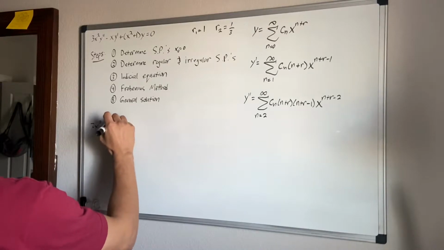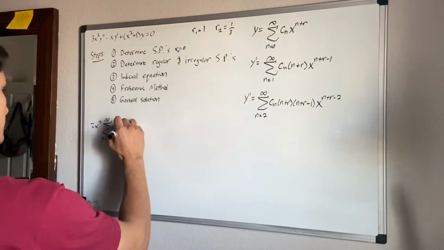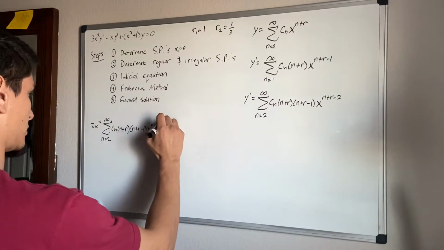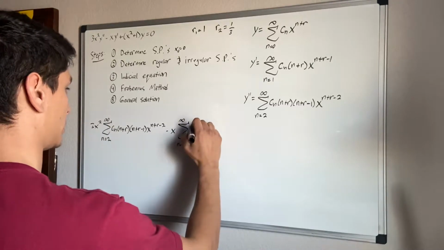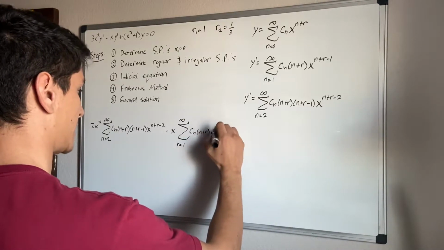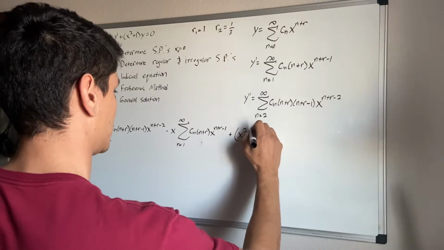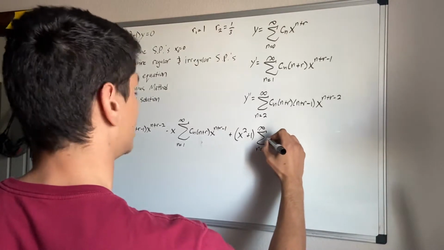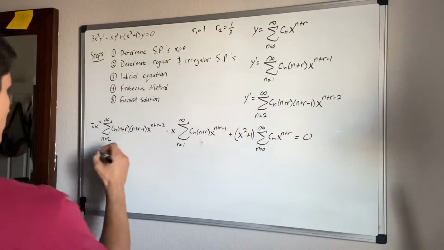So 3x squared times the infinite sum as n goes from 2 to infinity of c sub n, n plus r, minus 1, x to the n plus r minus 2, minus x times the infinite sum, n goes from 1 to infinity, c sub n times n plus r, x to the n plus r minus 1, plus x squared plus 1, times the infinite sum as n goes from 0 to infinity of c sub n, x to the n plus r equals 0. And now we just distribute all of this stuff out.